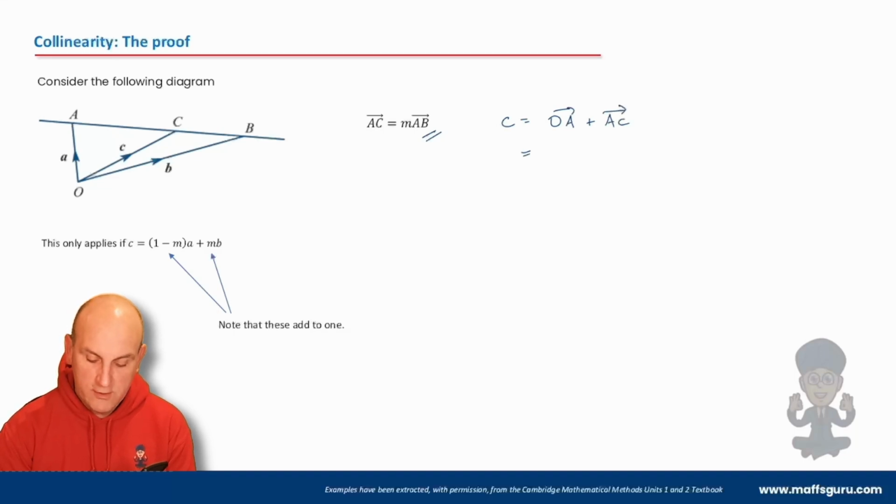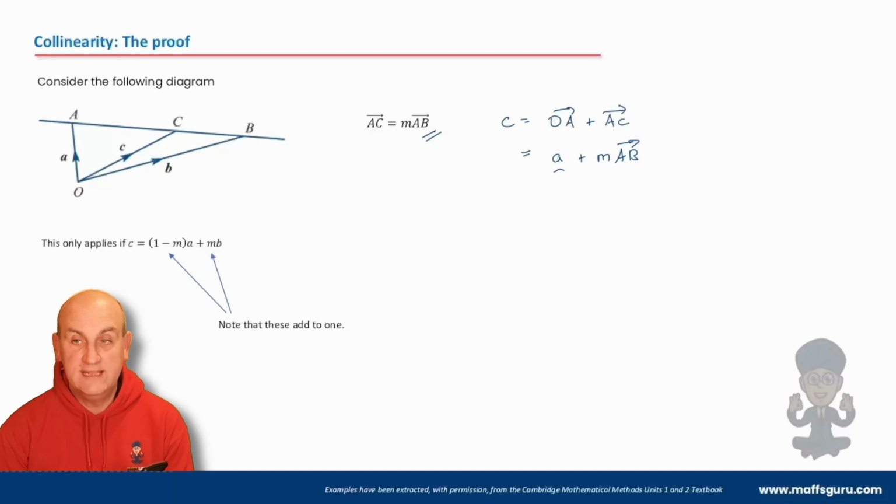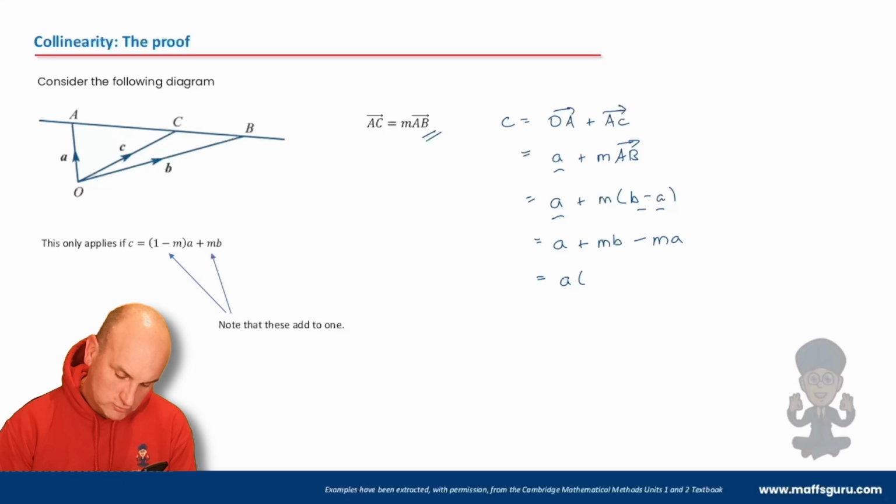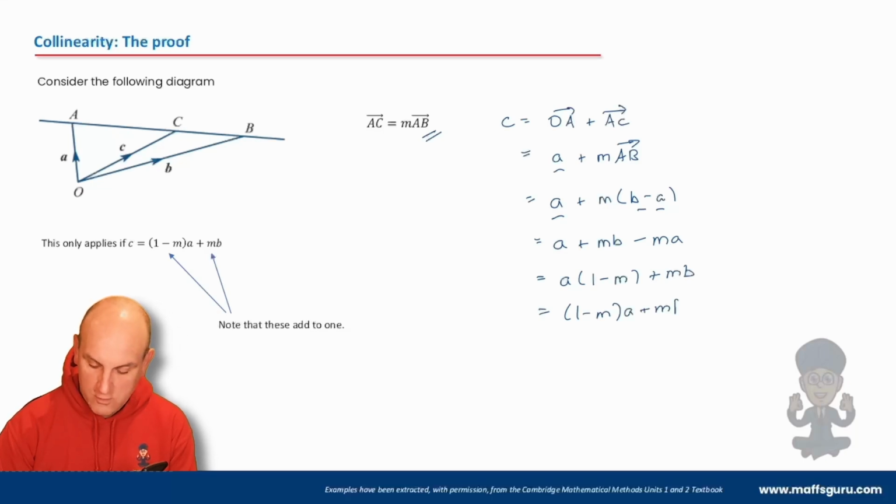Oh, well, hold on a moment. We know what O to A is, it's a, and we know that A to C is some multiplier of A to B. And do I know what A to B is? Well, yes, it's minus a plus b, or b minus a. So that's a plus m lots of (b minus a). Multiply that out: a plus mb minus ma, and then take a factor of a, and let's write it like this: (1 minus m) of a plus m of b.